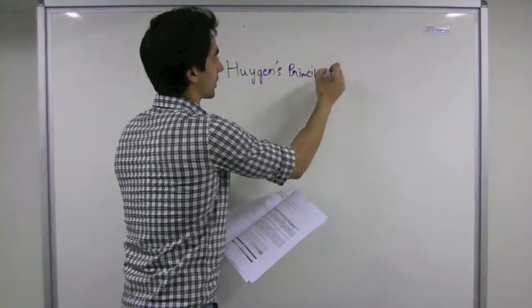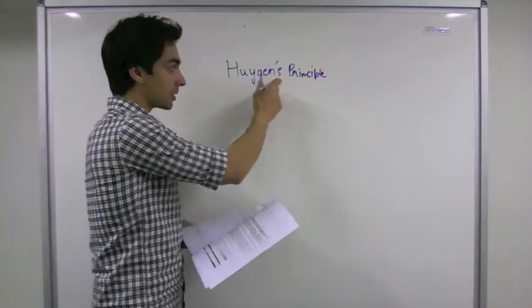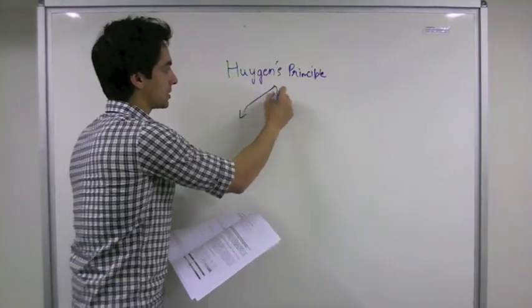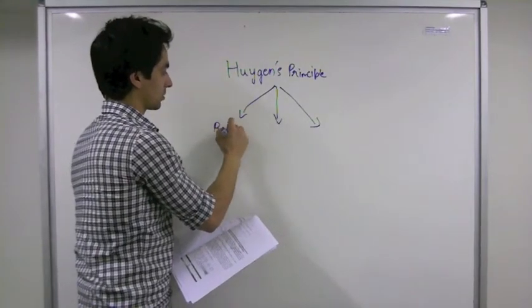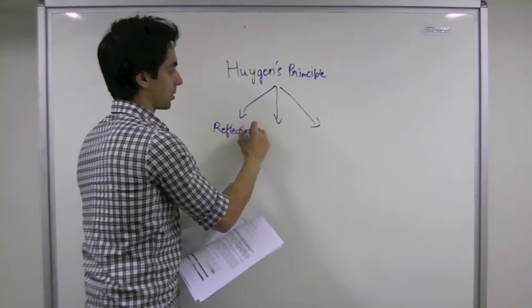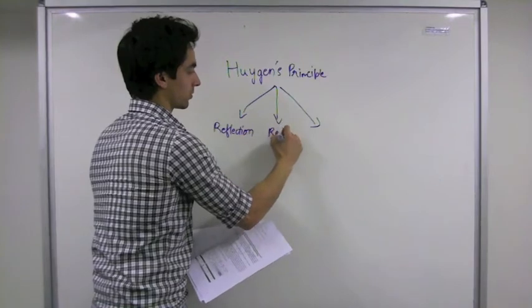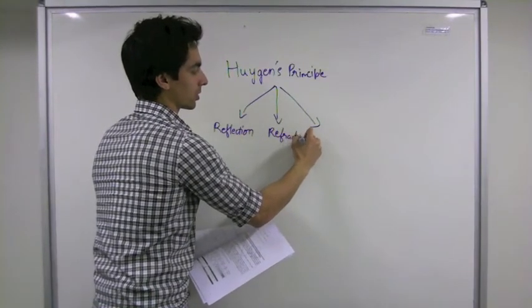Huygens principle can be used to explain all these three phenomena that we just talked about: reflection, refraction, and diffraction.